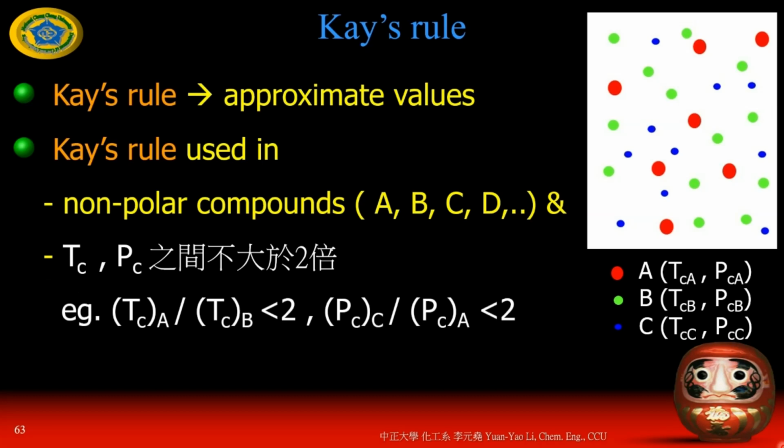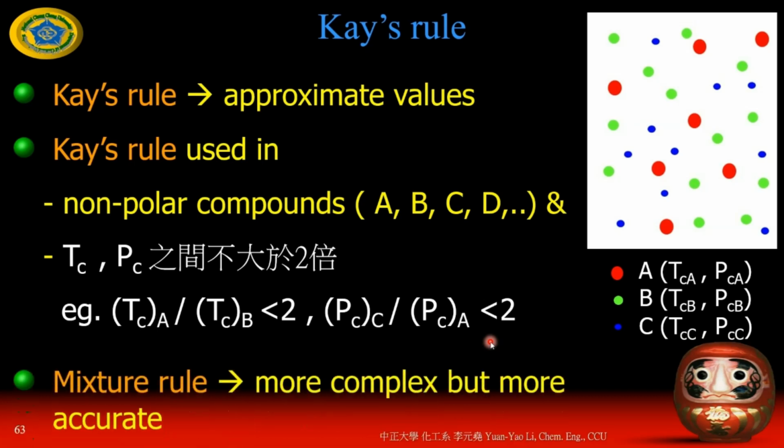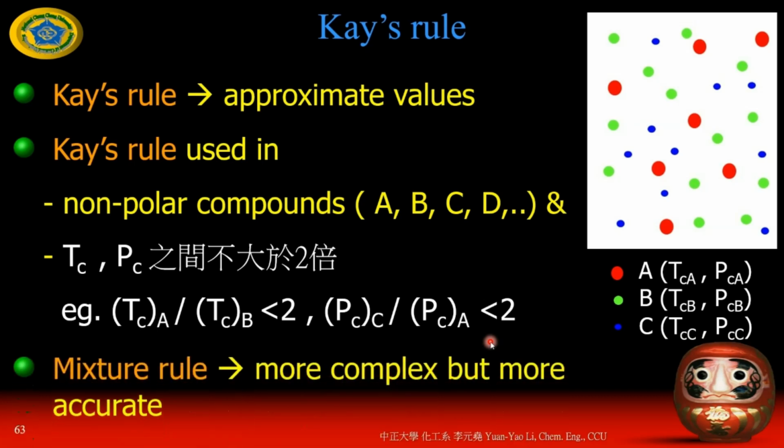And especially, every compound has its own TC and PC, and the ratio of TC and PC between the compounds is less than 2. Okay, this is the general rule. Another rule to use for a gas mixture is called the mixture rule. It's more complex, but more accurate. We don't have time to introduce this in this lecture, so we just introduce Kay's rule only.